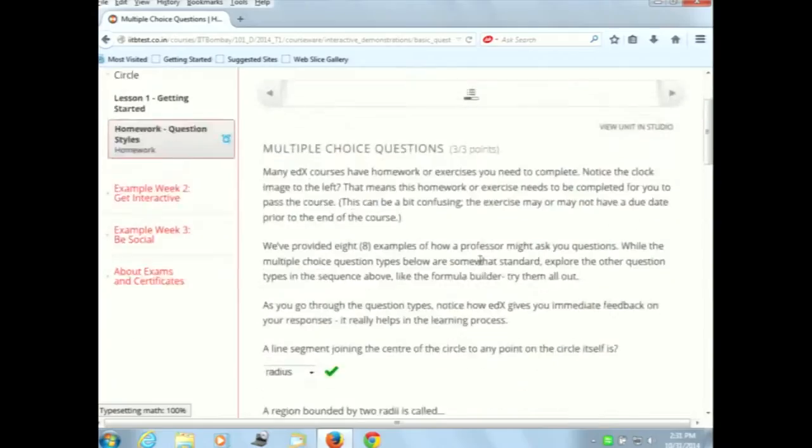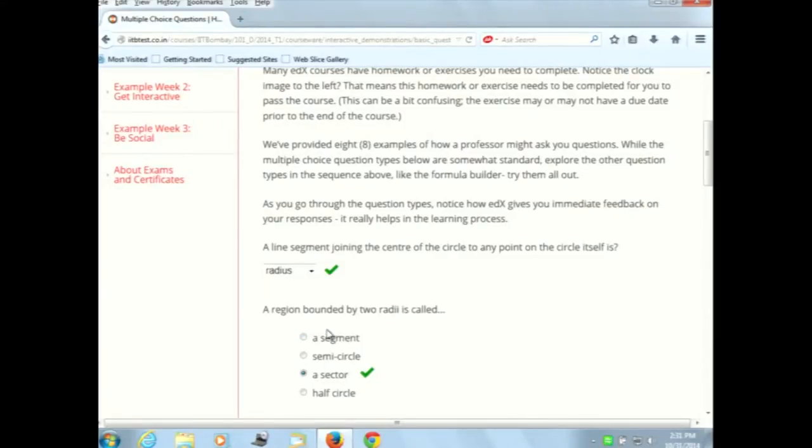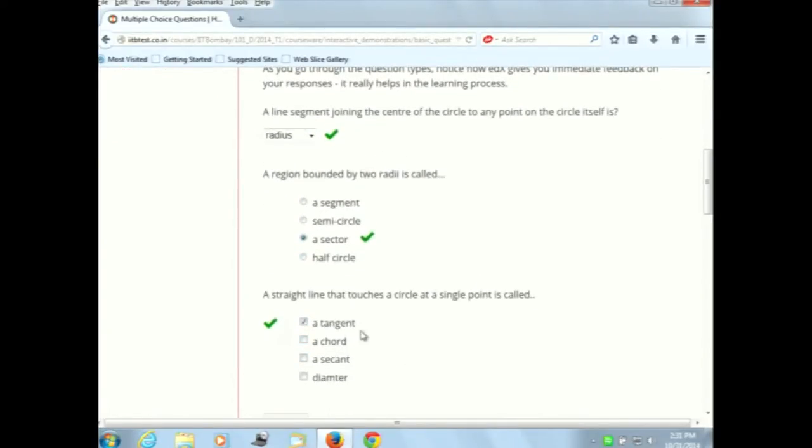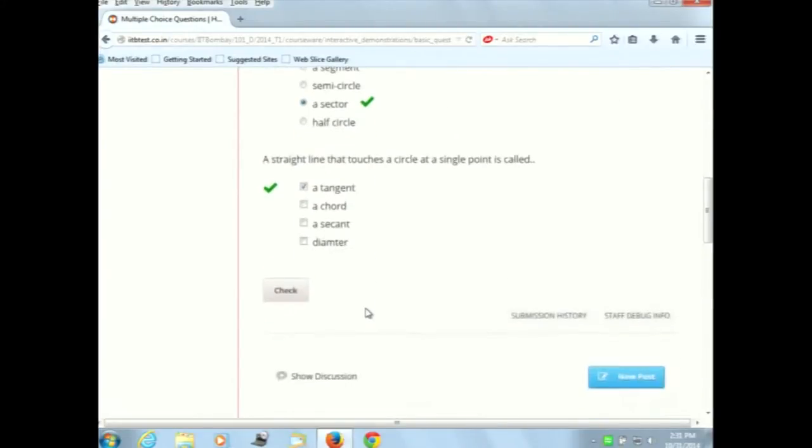Yes, sir. I am going to the homework which we have selected. We have selected some multiple choice questions, in which we have a line segment joining the center of the circle by a drop arrow, and they have to write the answer. And a region bounded by two radii, it is also multiple choice. And again, the second question is also multiple choice.